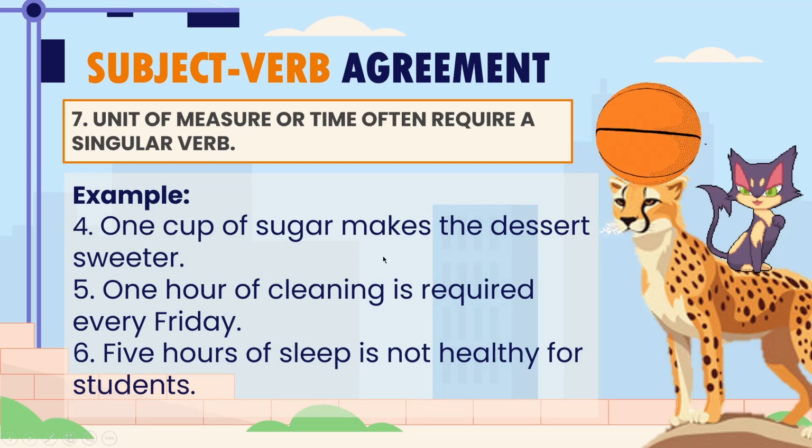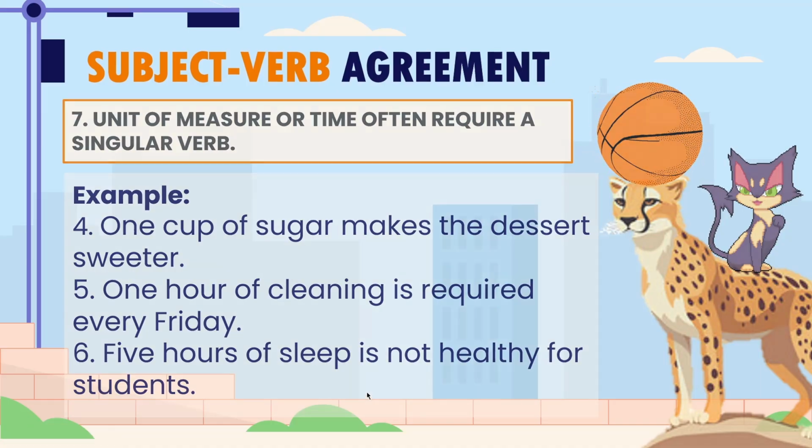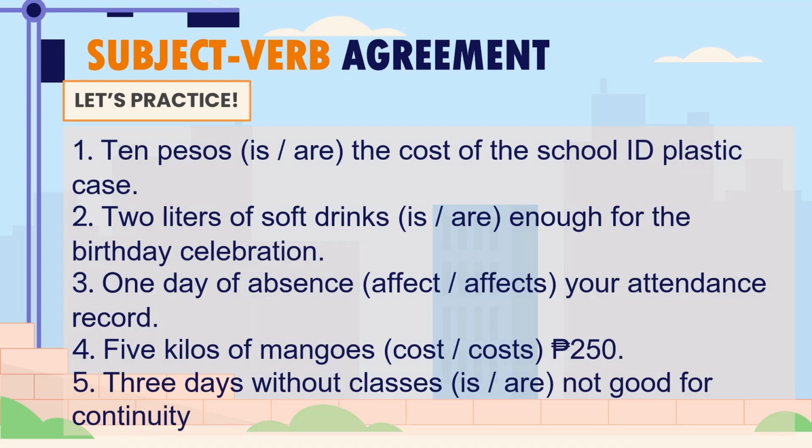Another one, 1 cup of sugar makes the dessert sweeter. Our verb here is the word makes. Again, another one, 1 hour of cleaning is required every Friday. Our verb is the modal verb is. 5 hours of sleep is not healthy for students. 5 hours, our subject; our verb used is is. Okay. So you may pause this for a while and you may answer.